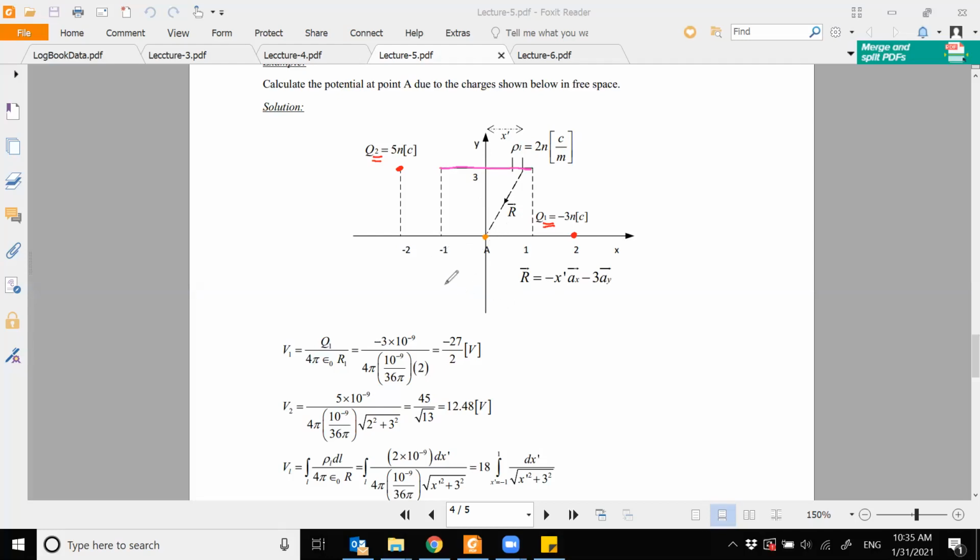So first, let's find the potential due to the point charges, which is very straightforward. For this Q1, -3 nanocoulomb, it is Q1 over 4 pi epsilon R1, right? So it is Q1, -3 nanocoulomb, divided by 4 pi epsilon 0. Why? Because it is in free space. Epsilon 0 in free space is 10 power -9 over 36 pi. And R1 is 2. This is your R1 vector.